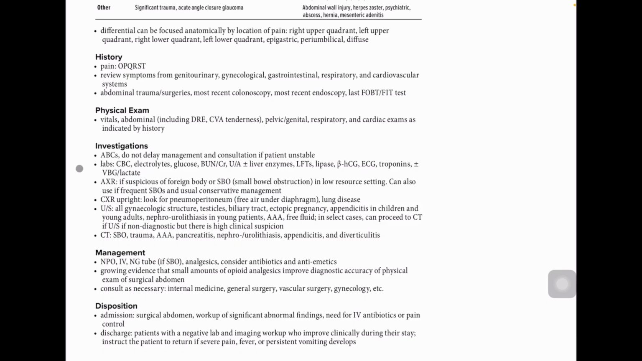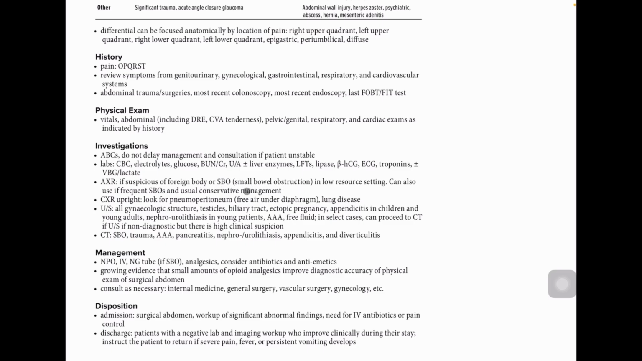So you have to stabilize the patient first, ABC, and then you have to do labs, CBC, electrolytes, glucose, blood urea nitrogen, UCEs, liver enzymes, LFTs, lipase, beta HCG. Never forget beta HCG for a fertile woman, ECG, troponins, VBG, lactate. Abdominal X-ray if suspicion for foreign body or small bowel obstruction.